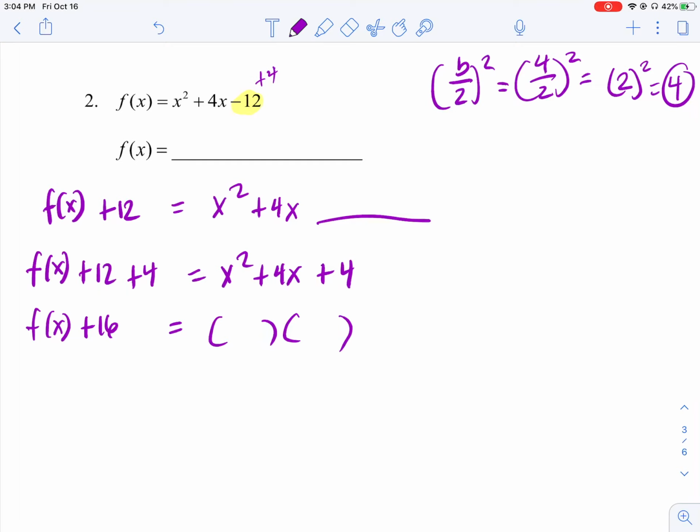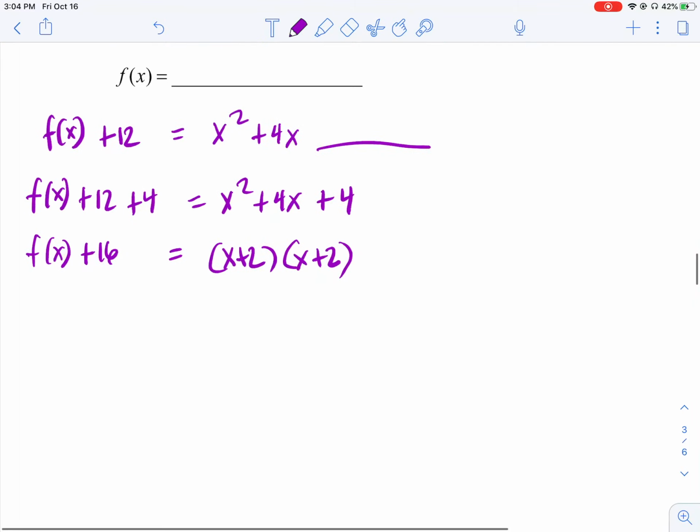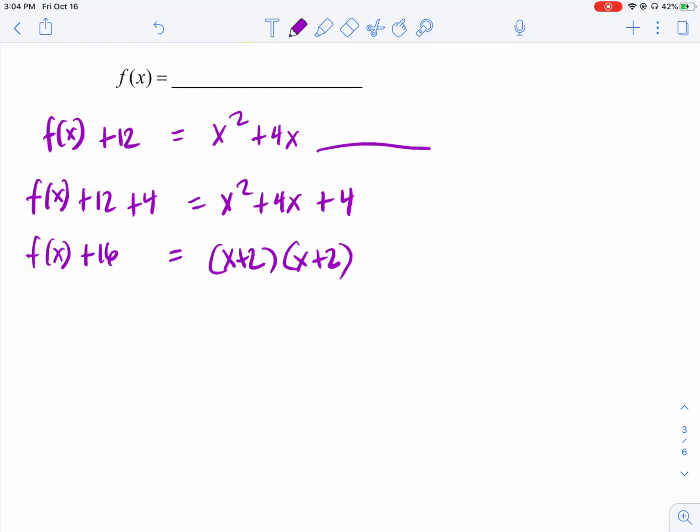Well, that's too easy, isn't it? So x plus 2, x plus 2. Easy, huh? And then, because they're the same, remember earlier, when they are the same, we can write them one time. And then what else do we need to do?